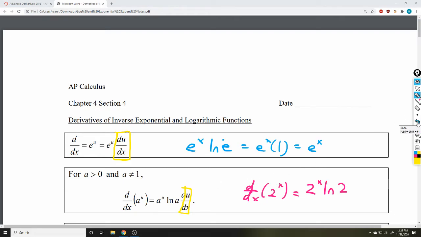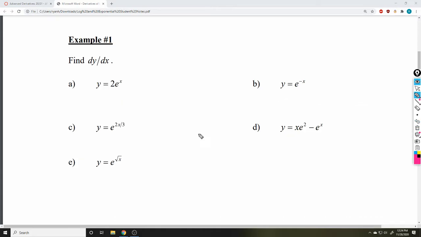Let's look at a couple of examples. Again, we won't do all these because we'll do some of them in class, but I will do a couple of these so that you get a sense of what we're doing. Y prime. Derivative of 2e to the x, well, that's going to be 2 times the derivative of e to the x. Well, derivative of e to the x is just e to the x. Done. There's our answer.